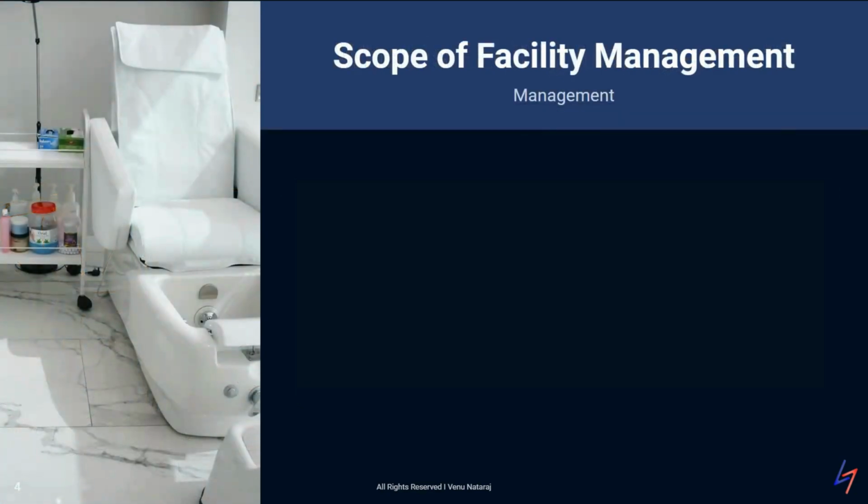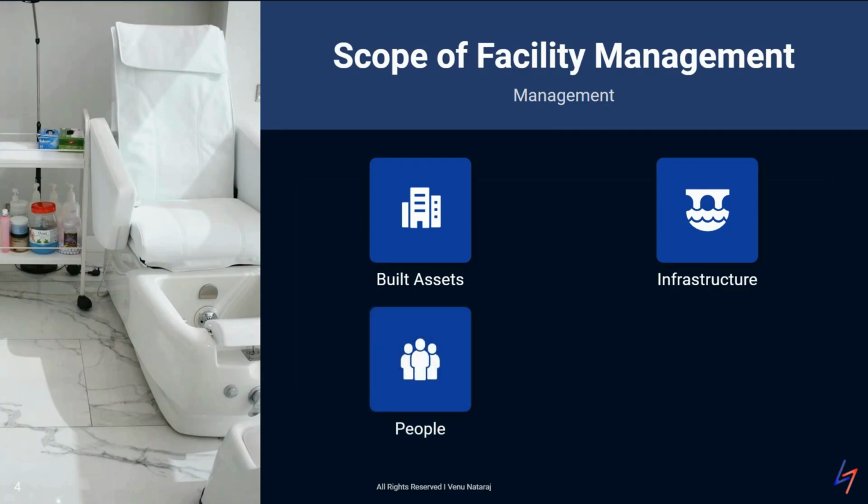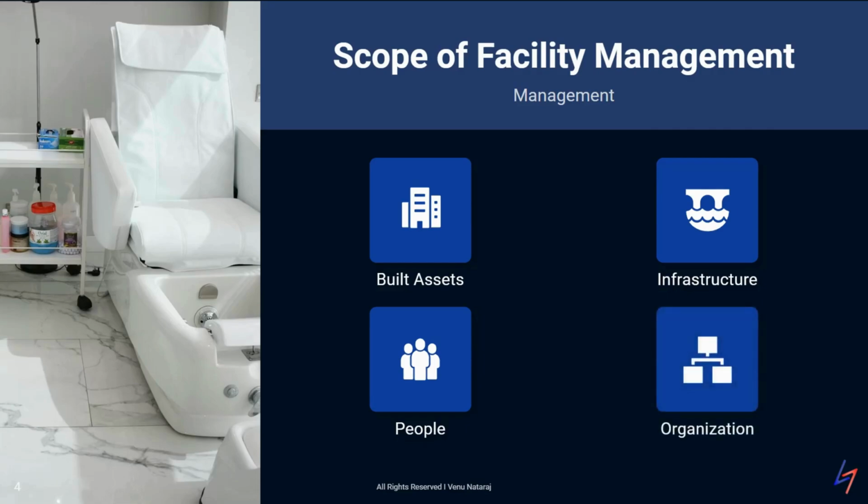Let us now understand the scope of facility management. The scope of facility management is vast and it includes built assets like the buildings and the infrastructure which require regular maintenance and upgrades. It also involves managing people and ensuring that the environment is conducive to productivity and well-being of the people using the facility. It also helps in overseeing organizational processes to ensure that all the systems are functioning seamlessly within the built space.